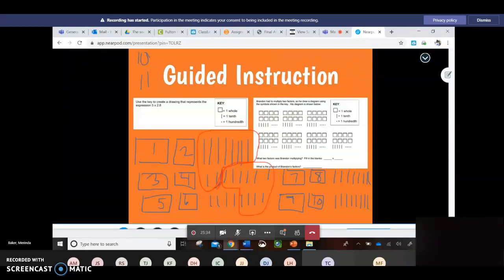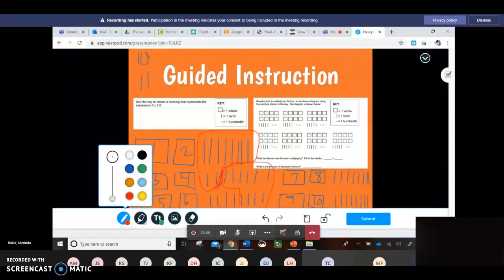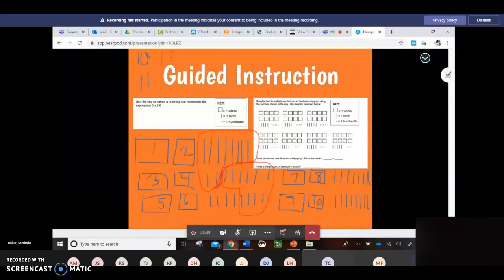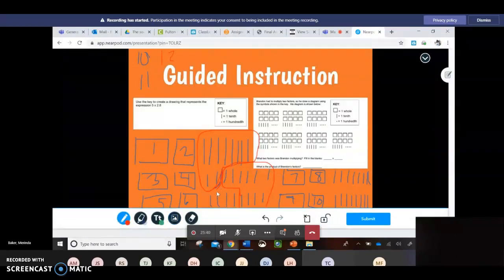Now that means I have 12 holes. All right, back to the counting. 10, 20, 30, 40, 50, 60, 70, 80, 90, 100.